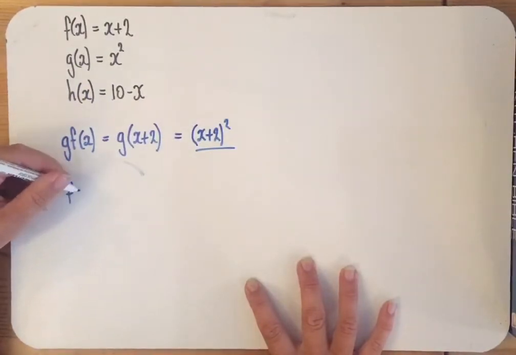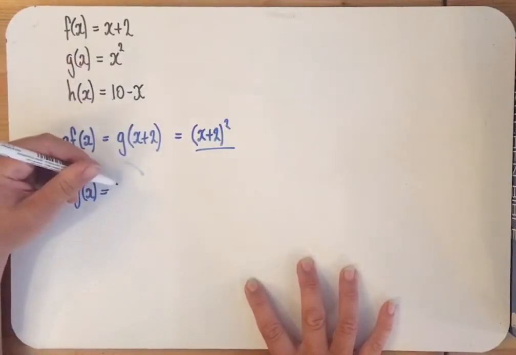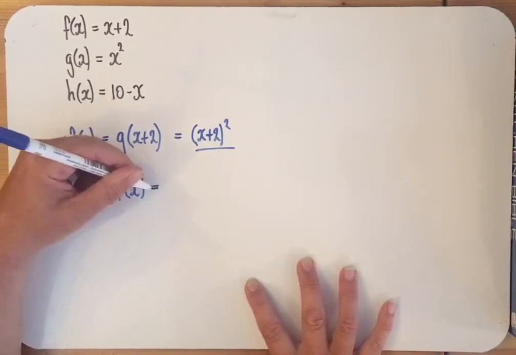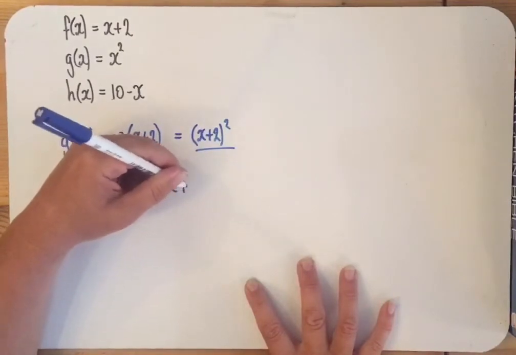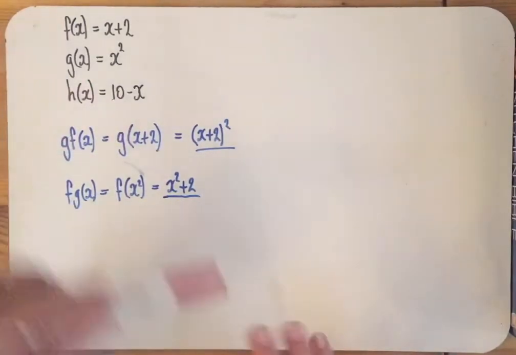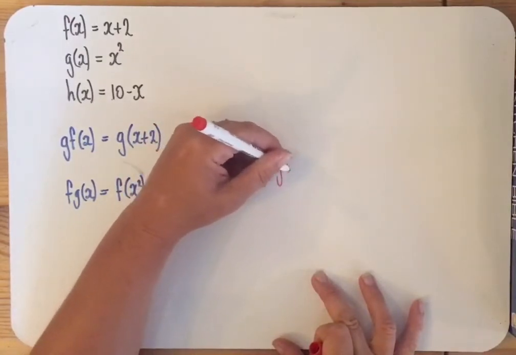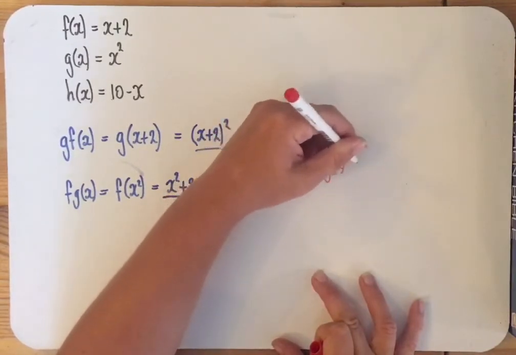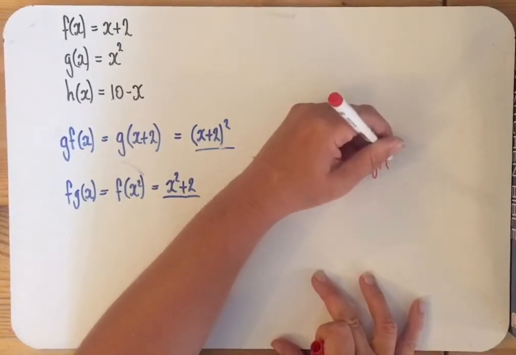Similarly, I could do fg of x. So g of x is x squared, so I need to do f of x squared, and then I replace x with x squared in f of x to give me x squared plus 2. So you can see from that example that in general fg of x does not equal gf of x. So the order is important. Obviously sometimes they are equal, but generally they're not.